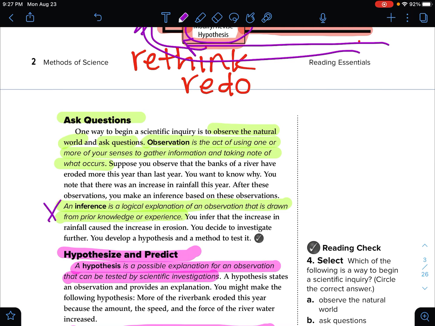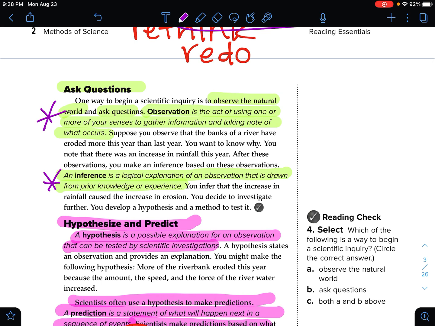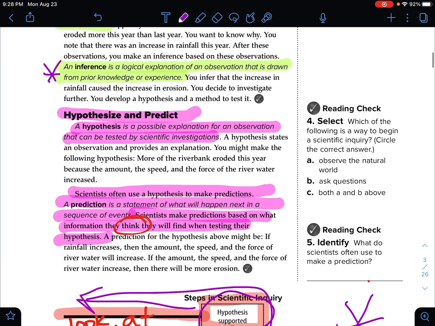or experience. So I'm going to put a little star here, there, and there, just to remind you that those are two vocab words that you are going to come back and put in your vocab assignment. You infer that the increase in rainfall caused the increase in erosion. You decide to investigate further. You develop a hypothesis and a method to test it.